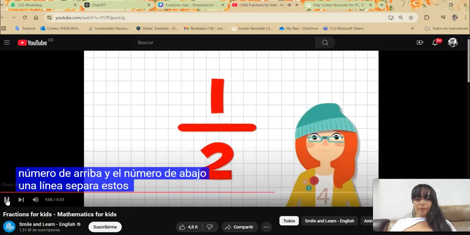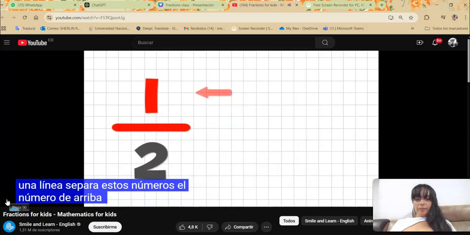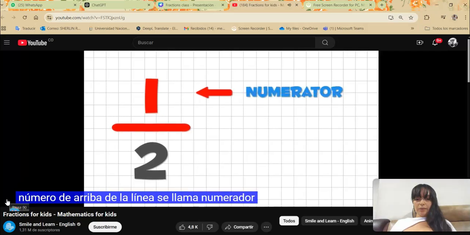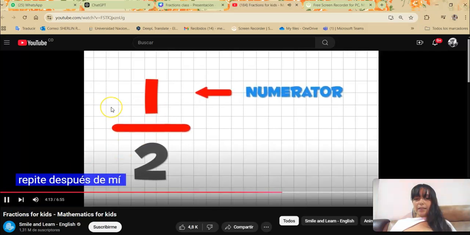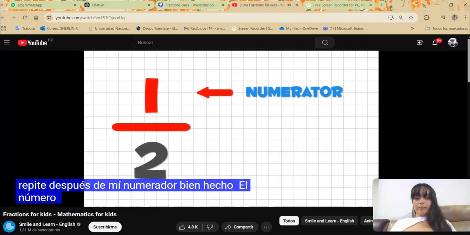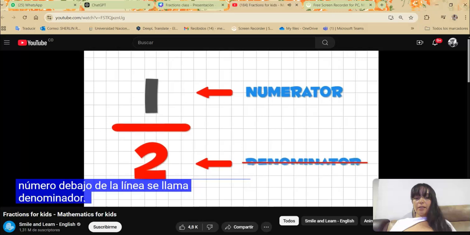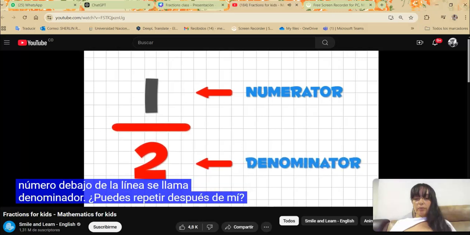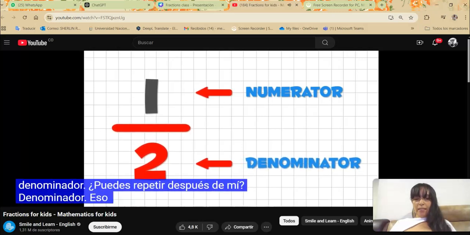A line separates these numbers. The number above the line is called the numerator. The number below the line is called the denominator. That's it.